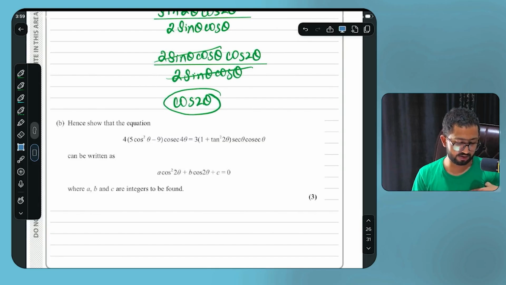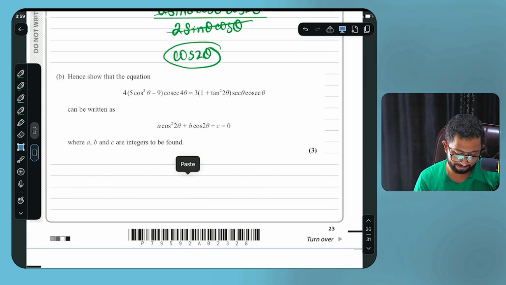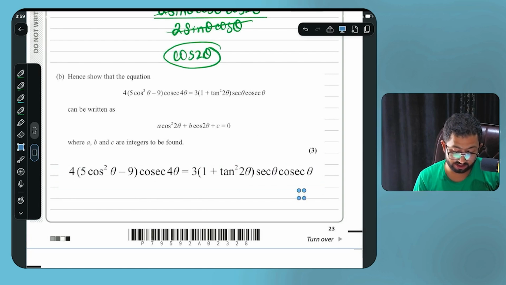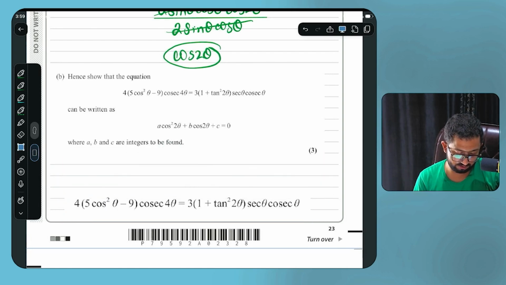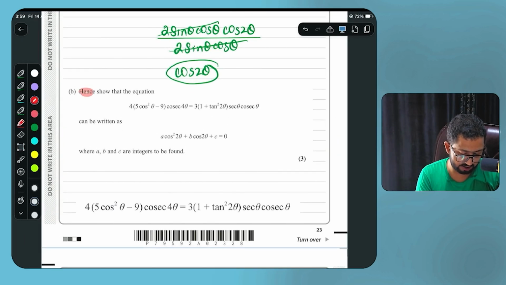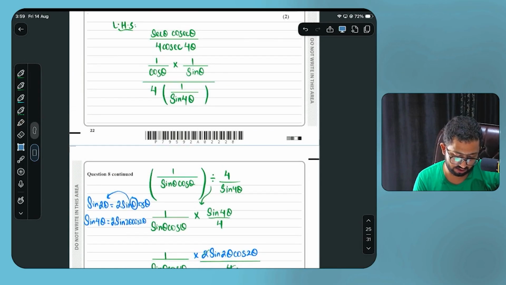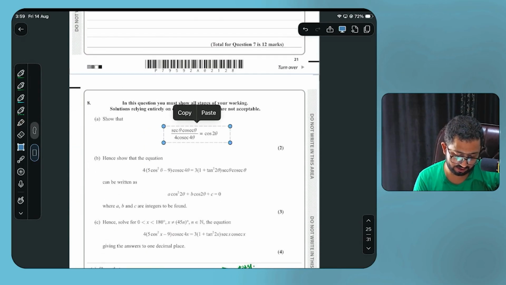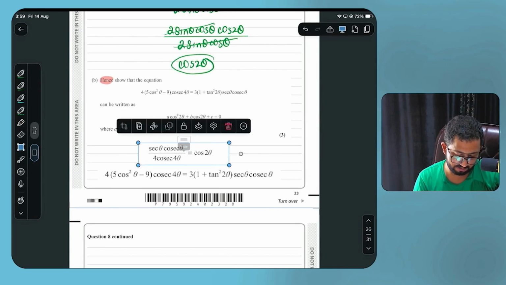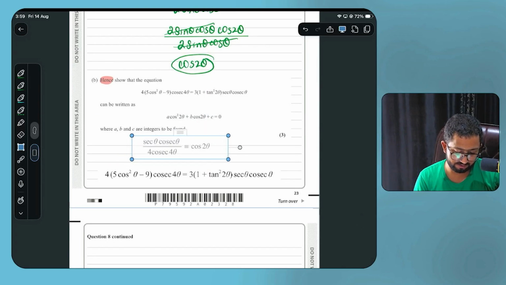Alright, so hence show that the equation can be written as, where a and b and c are integers to be found. Hence means obviously I need to use the question or answer of previous part. So where is our previous question? This is our previous question. You can see.